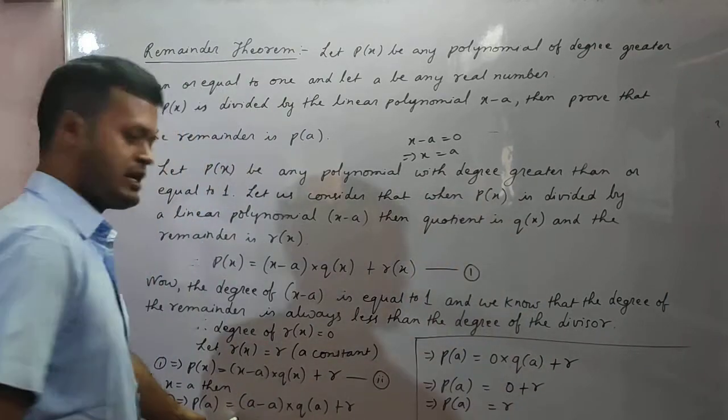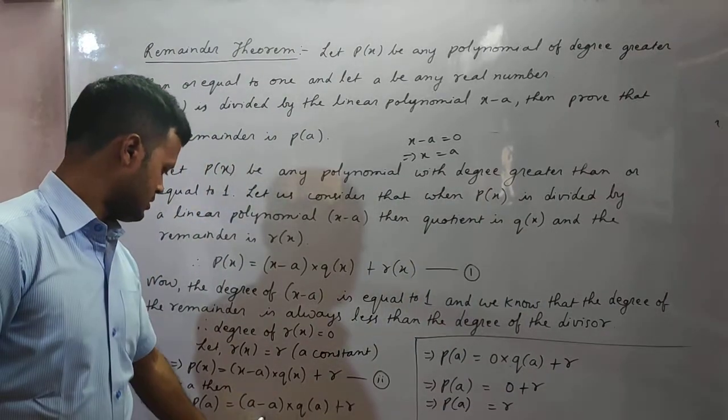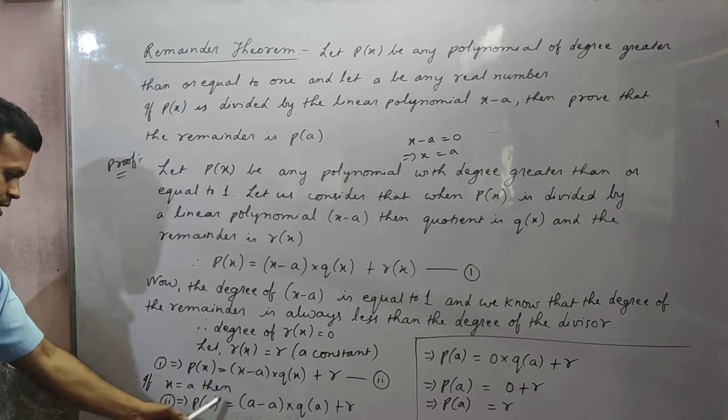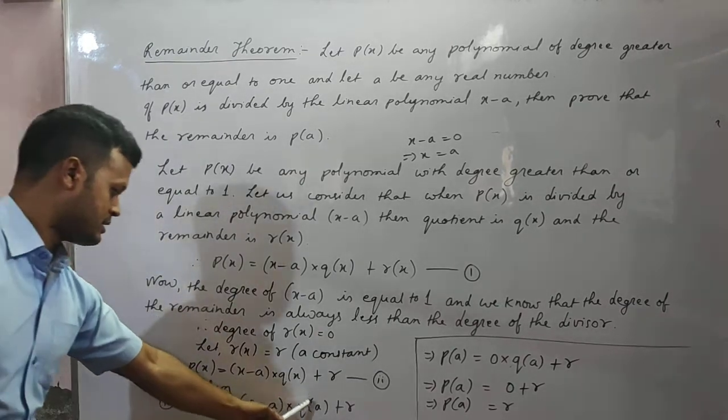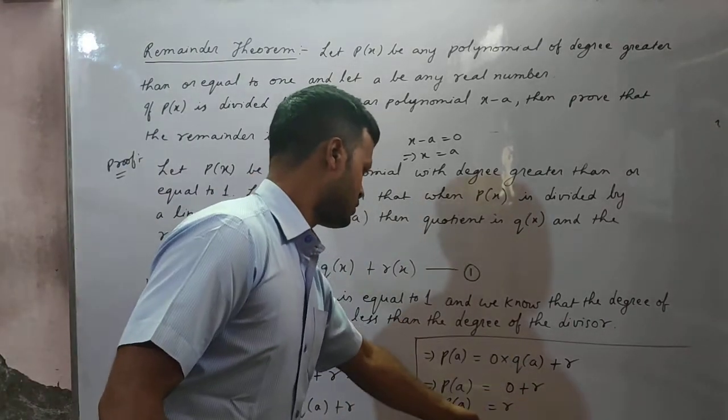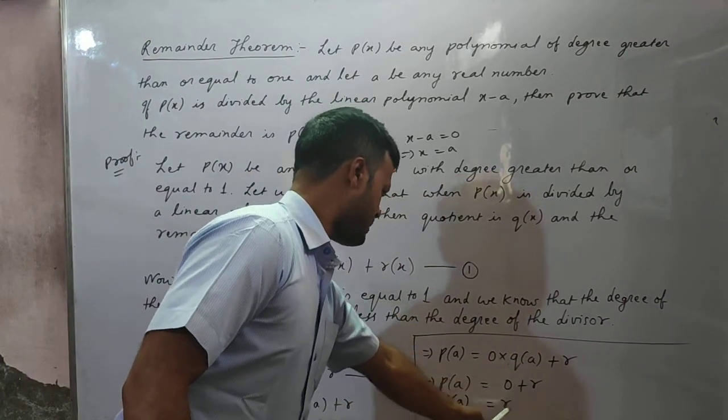This part was not clearly visible. I think right now it is visible. See, in place of x we are putting a, so in place of this x we will put a, this x also we will put a, so a minus a will become 0. So 0 into qa will become 0. 0 plus r is r.